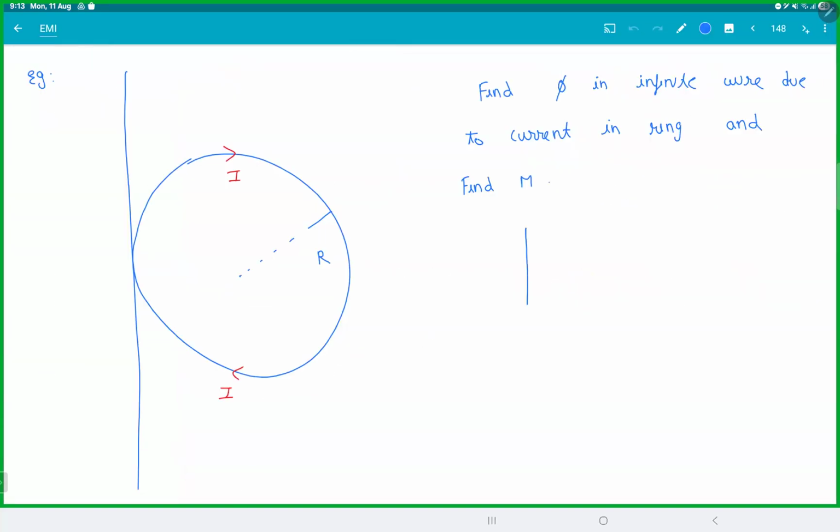So we do the question the reverse way. Let the current flow in the infinite wire. Then we know flux is mu naught IR. This is equal to Mi. Done in one step.